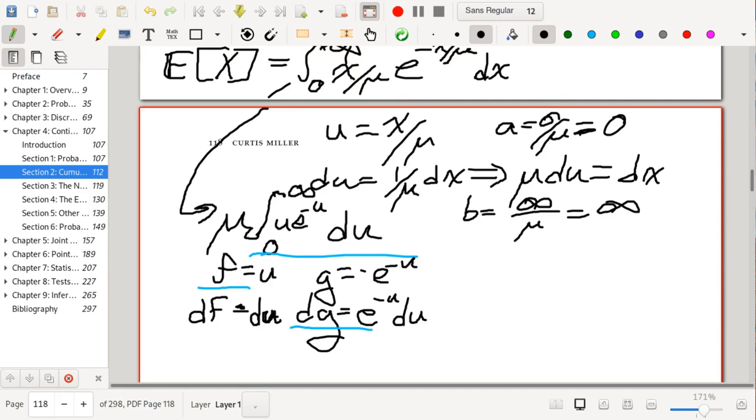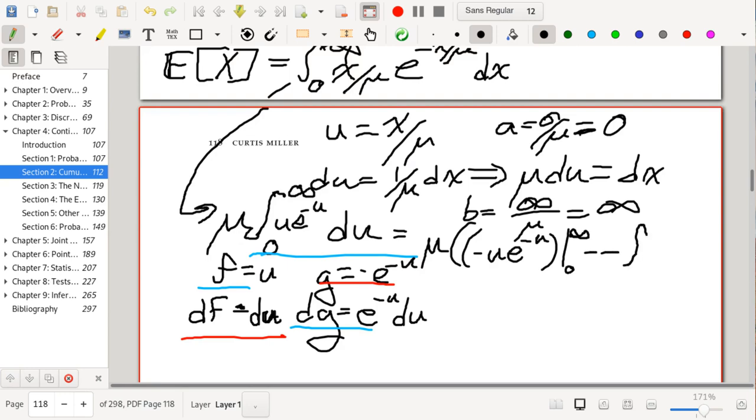Because in the end, these parts that I underline in red are going to show up in the final integral. So this part, according to the integration by parts formula, is going to be mu, and then we've got negative u e to the negative u, that's fg, going from 0 to infinity. And then we have minus negative, the integral from 0 to infinity of e to the negative u du. That's all the red part. Of course, I just wrote minus minus, so I'm going to turn that into a plus.